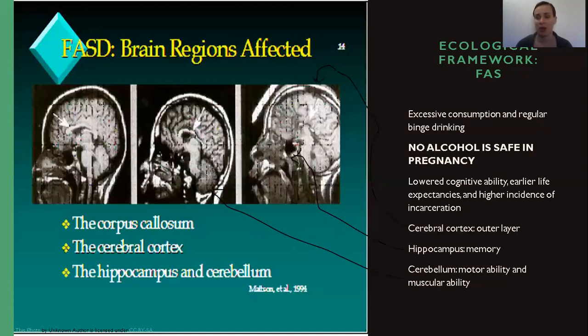One time he was drying his hands and he just threw the paper towel in the bottom of the sink, and the water just started overflowing because it was blocked and he hadn't turned it off. So that's an example that I've seen as well. And then the cerebellum, which is in the back there, that's our motor ability and muscular ability. So all areas, but especially our social emotional issues, are definitely affected by fetal alcohol.